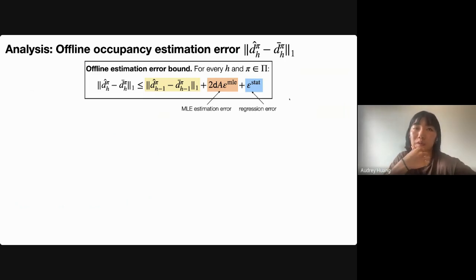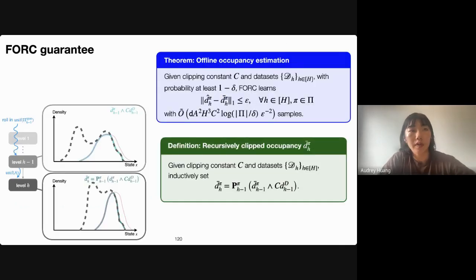So the proof relies on this recursive offline estimation error bound that recursively decomposes the offline estimation error between d hat h pi and d bar h pi into a recursive term shown in yellow and the MLE estimation error shown in orange, as well as some statistical regression error shown in blue. I'll bring this up again later, but let me just pass by it for now. So yeah, this was the guarantee that we had.